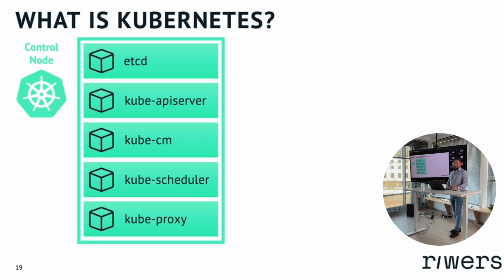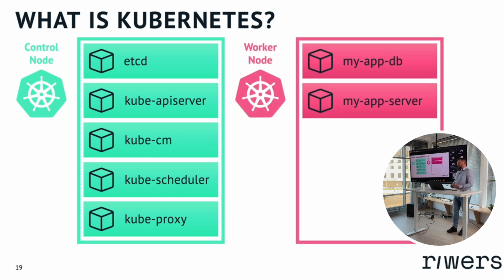And then finally, there's Kube Proxy, which is basically a network proxy that takes care of communication towards your services, and it makes sure that this load is balanced, that all of the pods running your application are saturated in a weighted manner. And there are worker nodes which will run your application. So in this example, I only put there some application server and a database.